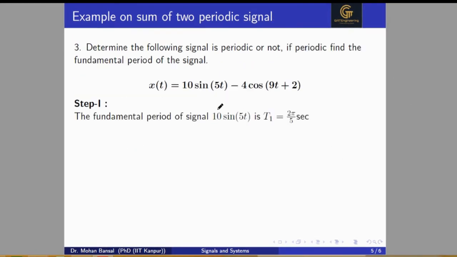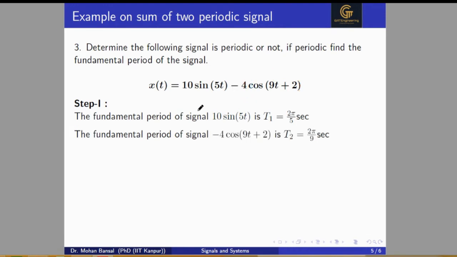Now come to the third problem. x(t) is 10 sin 5t minus 4 cos(9t plus 2). We have to check whether the signal is periodic or not. First, note this down: amplitude and phase do not affect the periodicity. I mean, if we make any changes in the amplitude and phase, our periodicity will not change. Periodicity is affected only by the frequency omega.